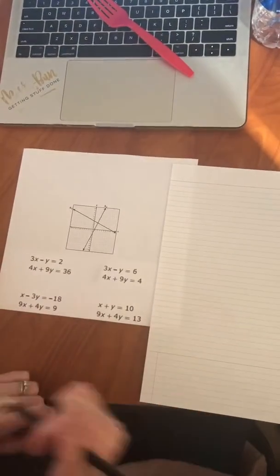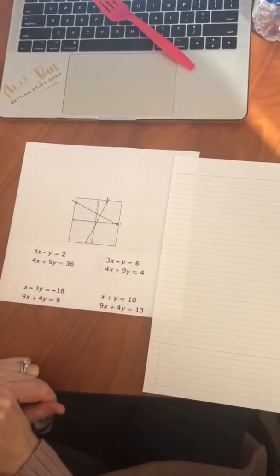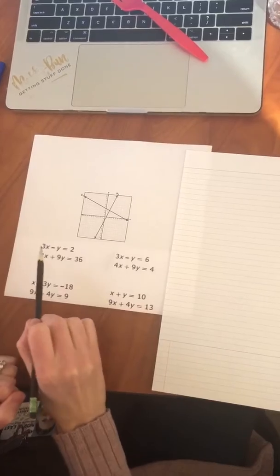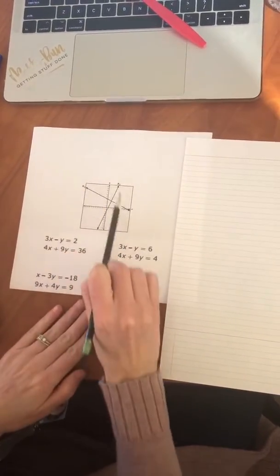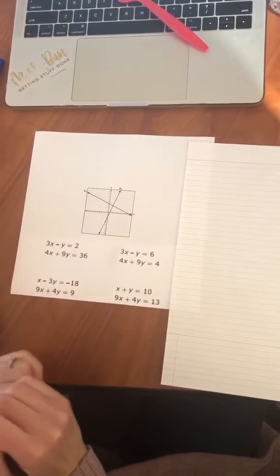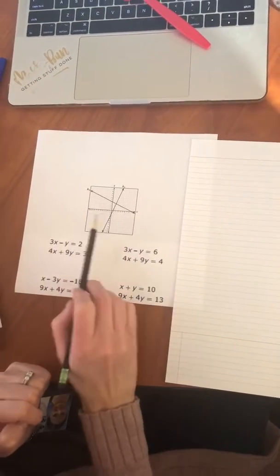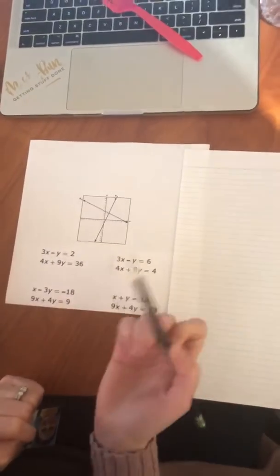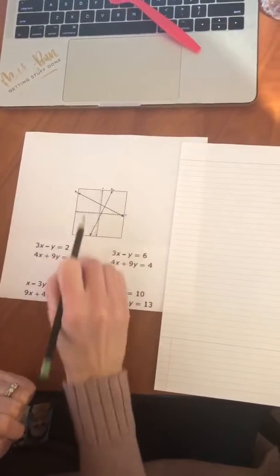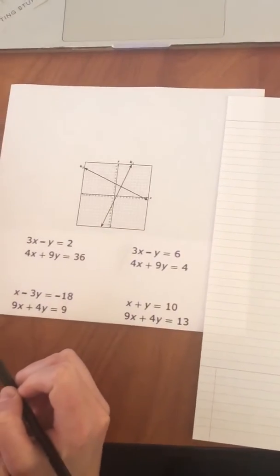So this problem asked us to write a system of equations. Remember, a system of equations has at least two equations that match the given graph. So a couple different strategies you could do. One is we could find the solution to the system on the graph. And if you remember, solution means where the two lines intersect or where they cross.